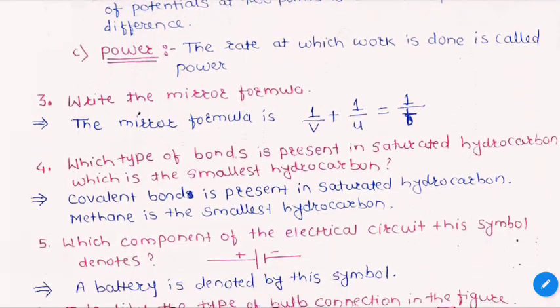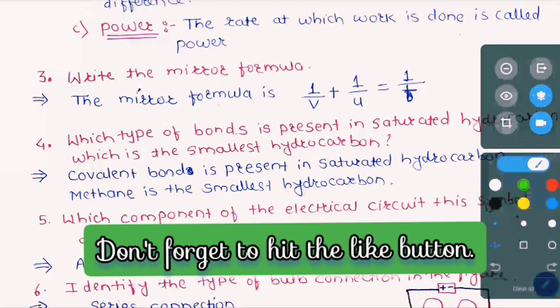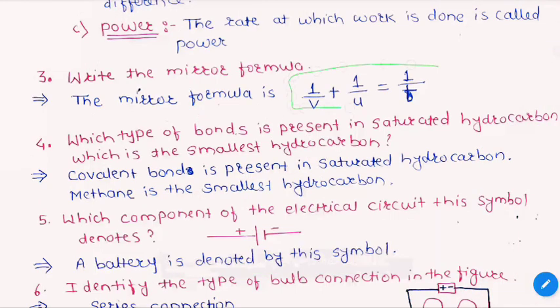Now the next question is: you have to write the mirror formula. Here is the mirror formula: 1/v + 1/u = 1/f, where v is the image distance, u is the object distance and f is the focal length.